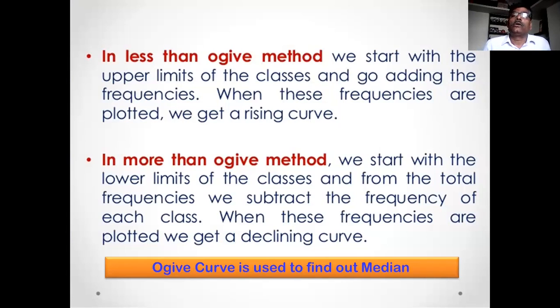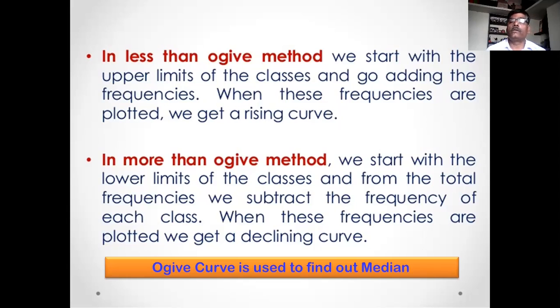What is the less than ogive? In the less than ogive method, we start with the upper limit of the class and go on adding the frequencies. Then these frequencies are plotted and we get a rising curve, an upward curve.